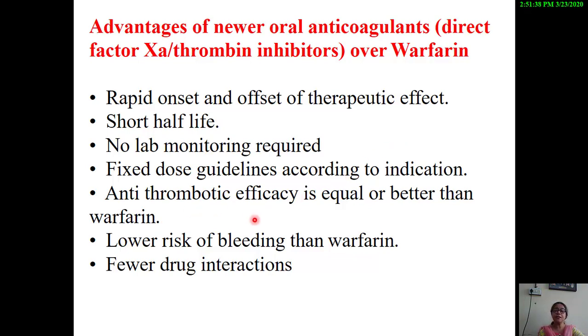The antithrombotic efficacy is roughly equal to or maybe a little better than warfarin, but the adverse effects, certainly the bleeding profile, is better than warfarin as far as intracranial bleeding is concerned, where it is 70% less with dabigatran and roughly 50% less with rivaroxaban, apixaban and edoxaban. There are fewer drug interactions as compared to warfarin with these newer agents. So this broadly summarizes the other compounds, apart from heparin and warfarin, which are used as anticoagulants. Thank you so much.